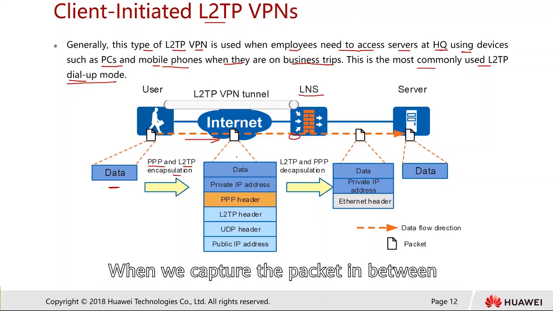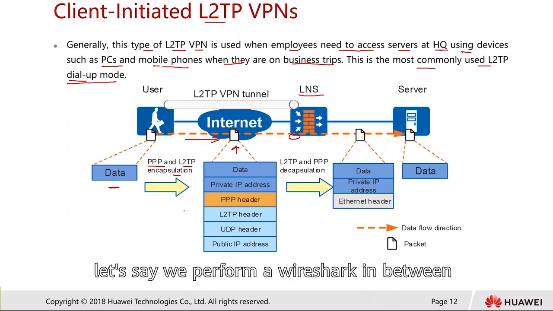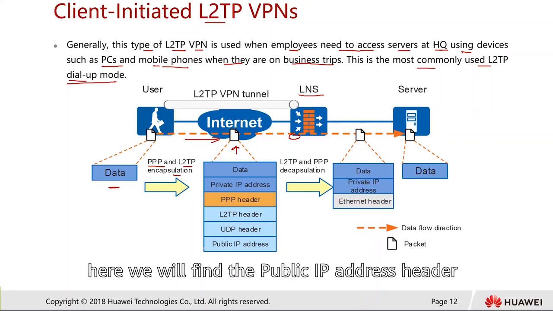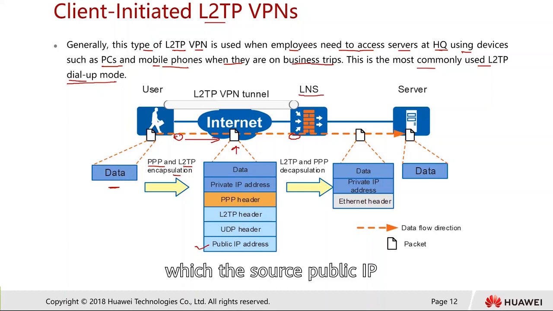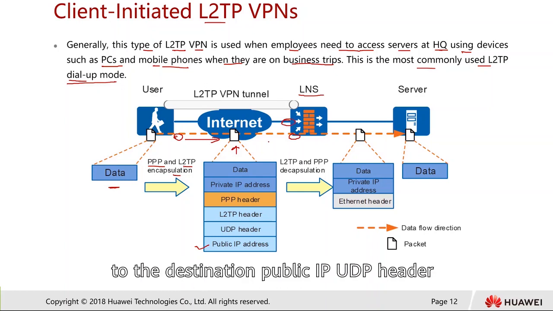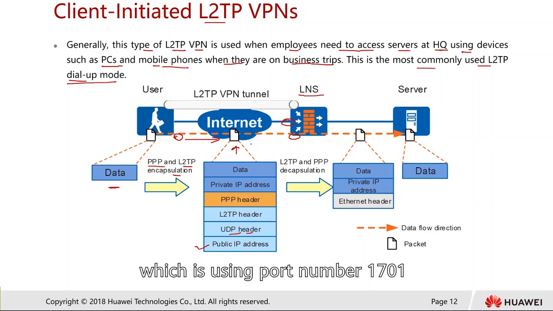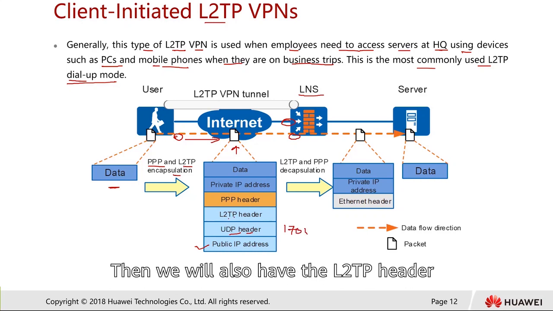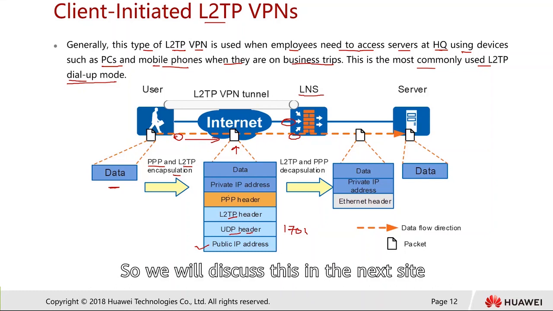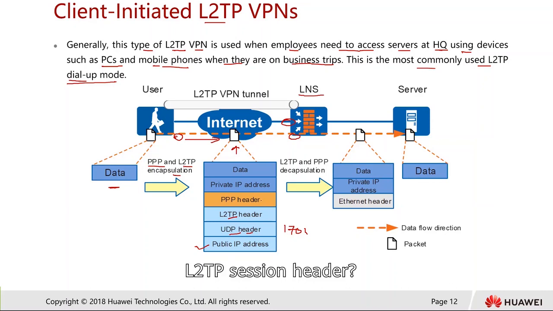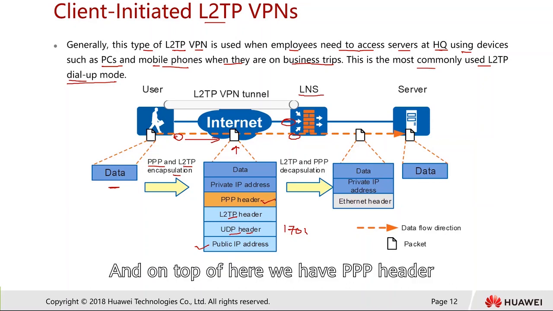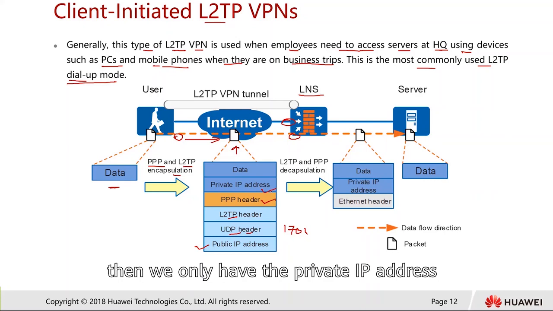When we capture the packet in between, let's say we run Wireshark in between, we will find the public IP address header, from the source public IP to the destination public IP, then the UDP header, which uses port number 1701, the default port number. Then we also have the L2TP header, so we will discuss in the next slide how they negotiate the session header. And on top of that, we have the PPP header.